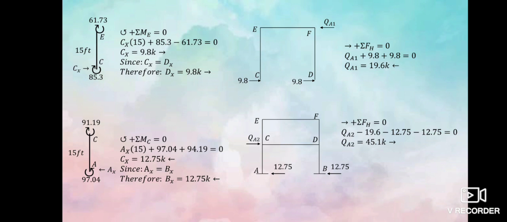And again, for your summation of all forces H is equal to 0 for the QA2, 19.6 minus 12.75 minus 12.75 is equal to 19.6, because that's the result of QA1. Let's substitute there. You'll be getting the value of 45.1 K going to the right.